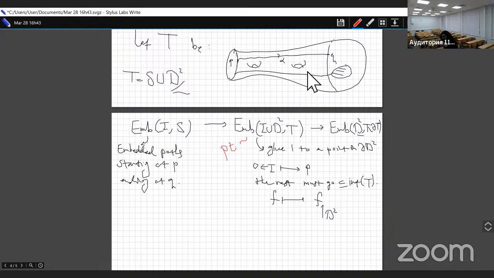For example, the space of embeddings of a point to X is X. It's not necessarily contractible. Well, here we have embeddings of something which resembles a point. It's not really a point, but it's contractible. The space we embed is contractible. The space of embeddings is not necessarily.